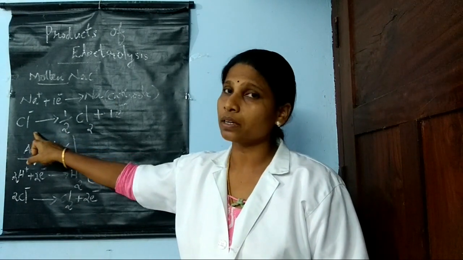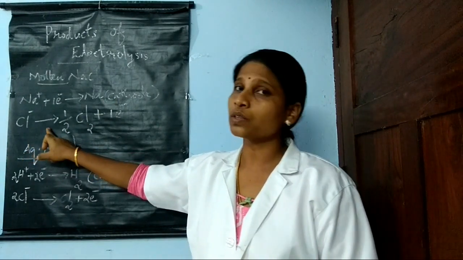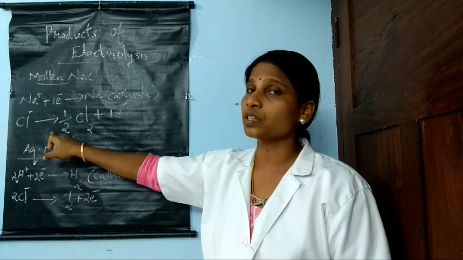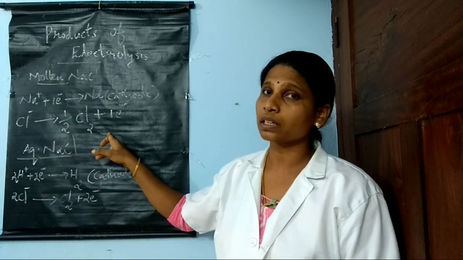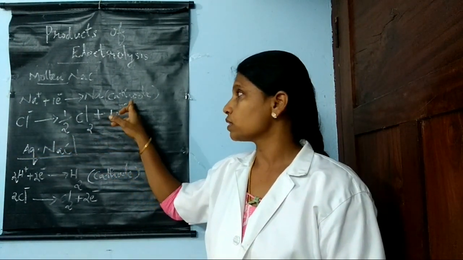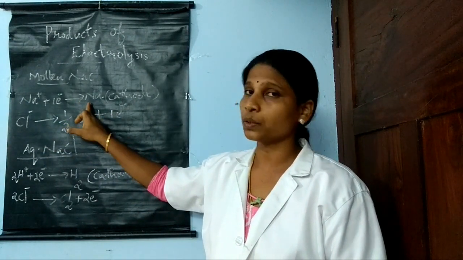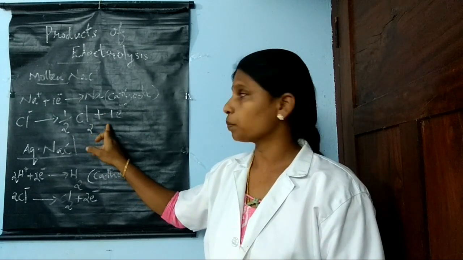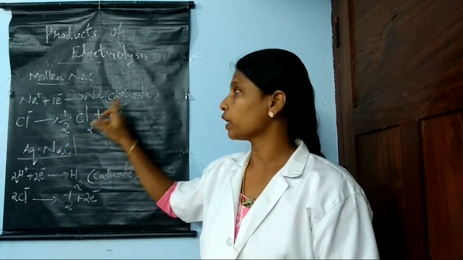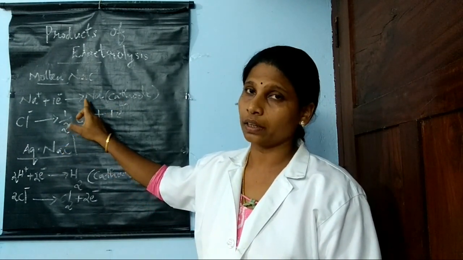Next are the Cl- ions. Cl- ions undergo oxidation, and after oxidation, chlorine gas is liberated at the anode. This is the cathode reaction, first one cathode reaction, second anode reaction. Oxidation takes place at the anode and reduction occurs at the cathode.